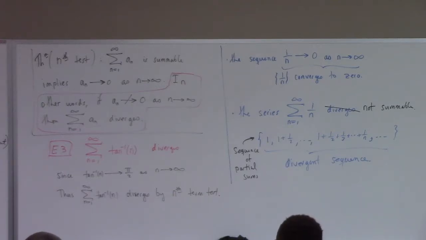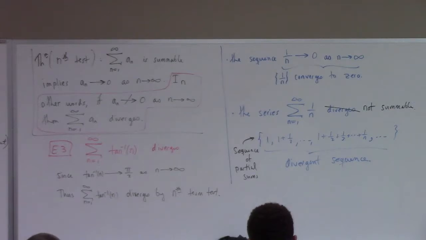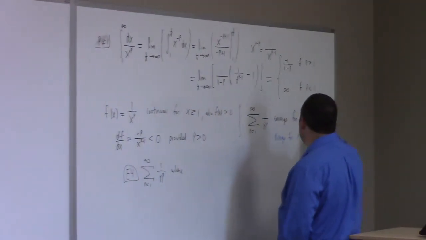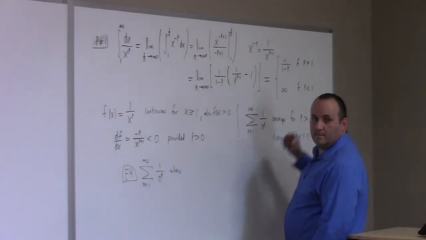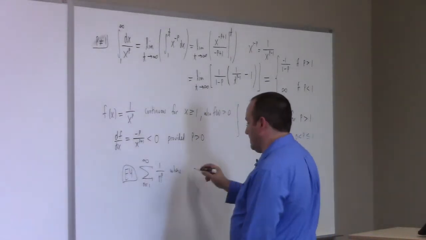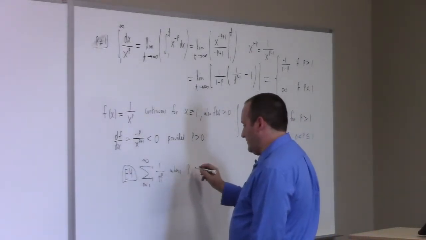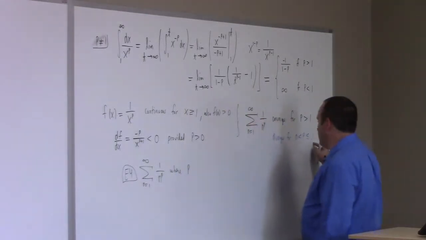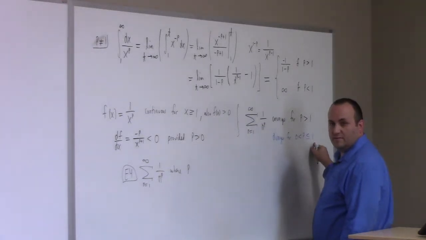Now over here, let me do my example 4. If we look at the sum from n equals 1 to infinity of 1 over n to the p, what's the case we want to look at? The integral test got us all of this, right? So what should we consider? What is left to consider?